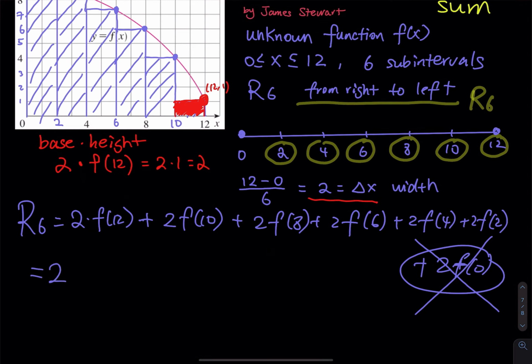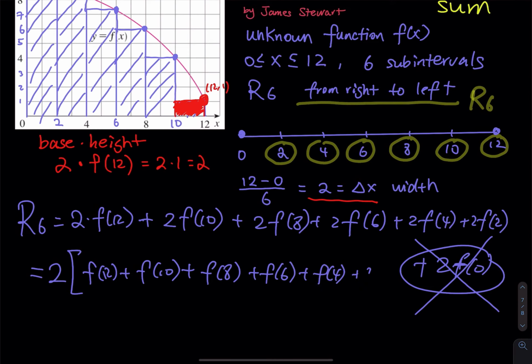And then you factor out the 2. So you have f of 12, 10, 8, 6, 4, and then 2. No 0. Okay, so what is f of 12 equal to? This one is like eyeball the picture, right? So the first one, when x is equal to 12, y is equal to 1, and then when x is equal to 10, right here, this point, that is actually equal to 4.1. I agree with you. That looks like 4, right? But if you look closely, that is a little bit more than 4, so that is 4.1.